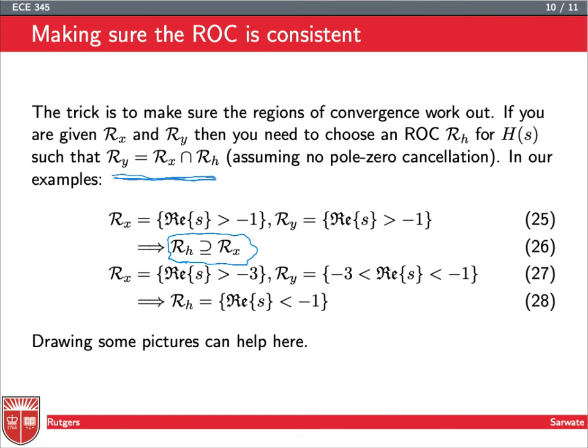And in the other case, we had a two-sided region of convergence for the output and one-sided for the input. The output was two-sided, so we know that the impulse response had to at least be left-sided, and so we can get this constraint out of the impulse response H. So again, drawing the pictures as I was doing earlier could help quite a bit here, and that should make it easier to see how you can pick an RH such that Rx intersect Rh is equal to Ry.